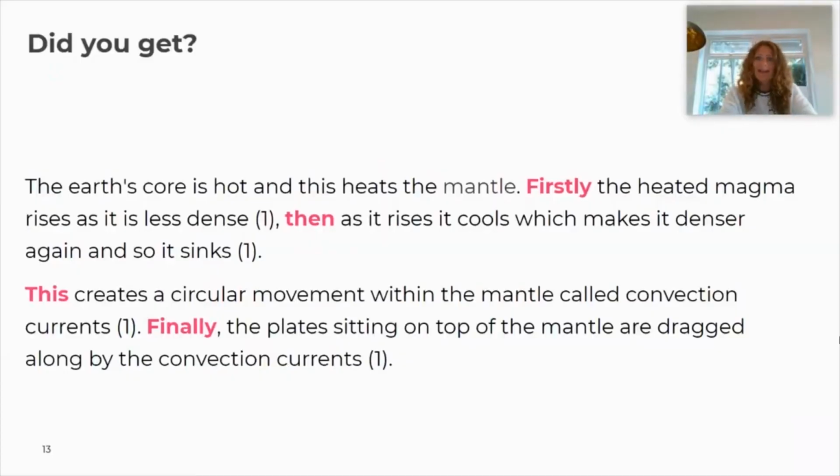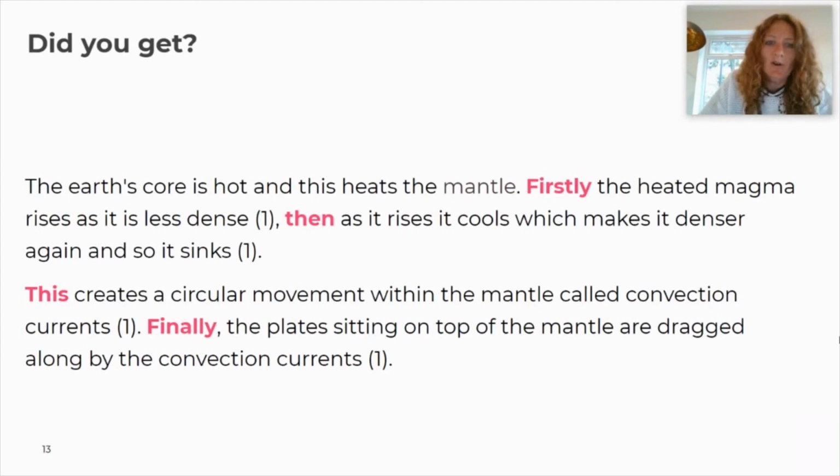Okay, so let's go through our answers and check that we got everything correct. Now, in this answer, because it was an exam style question, instead of giving you nice ticks, what I have done is given a little 1 in brackets, and that symbolizes, there's the word, where you would have got a mark.